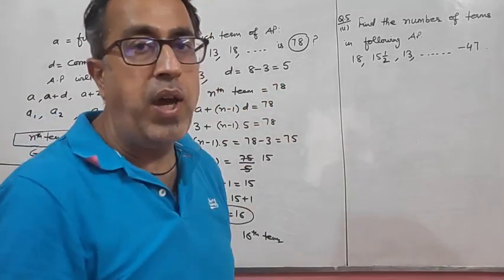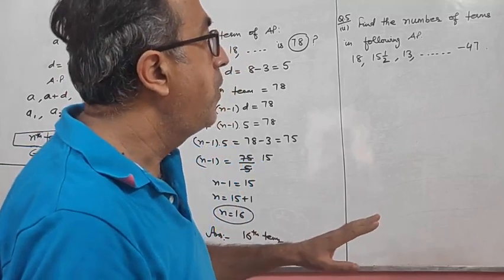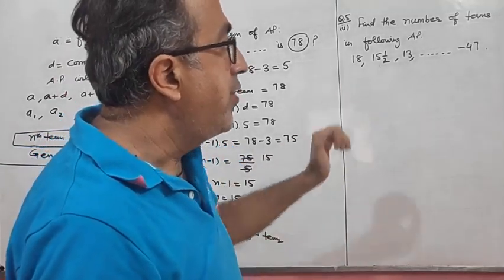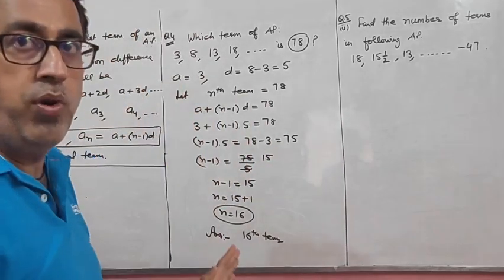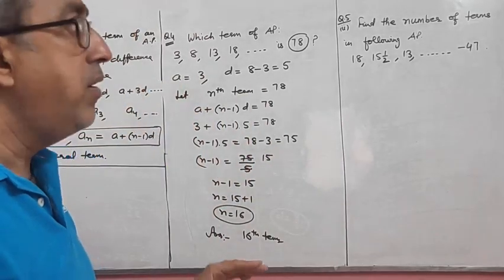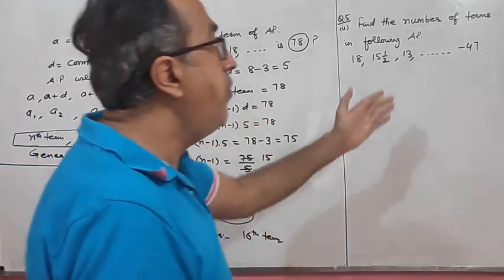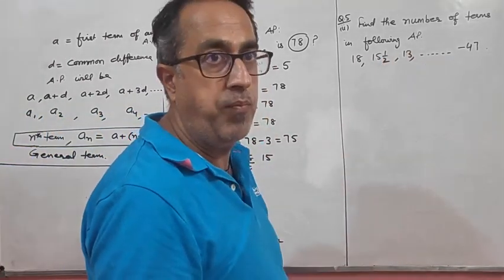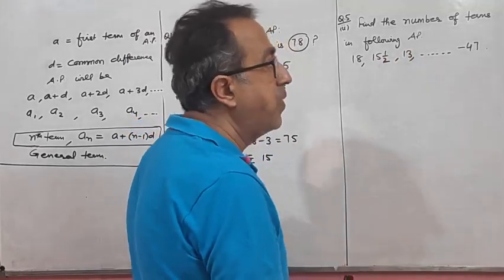Now in question number 5 there are two parts. Both are of the same type. We are doing the second one, which is actually the same as question number 4, but asked in a different way. Find the number of terms in the following AP. How many terms does this AP have?